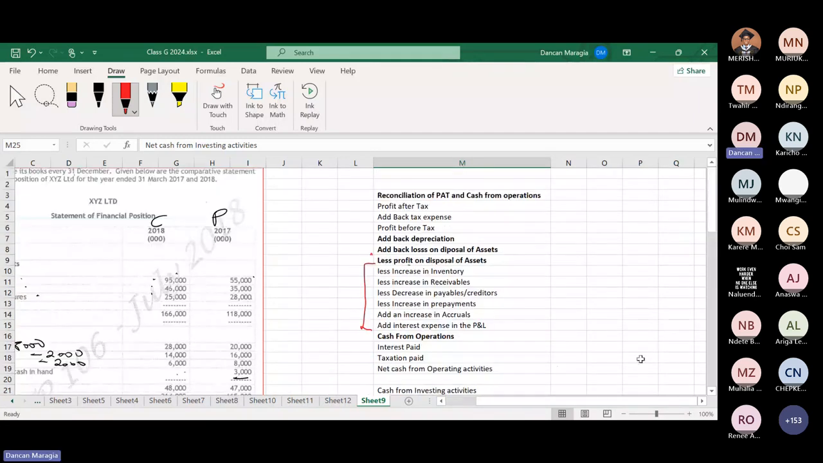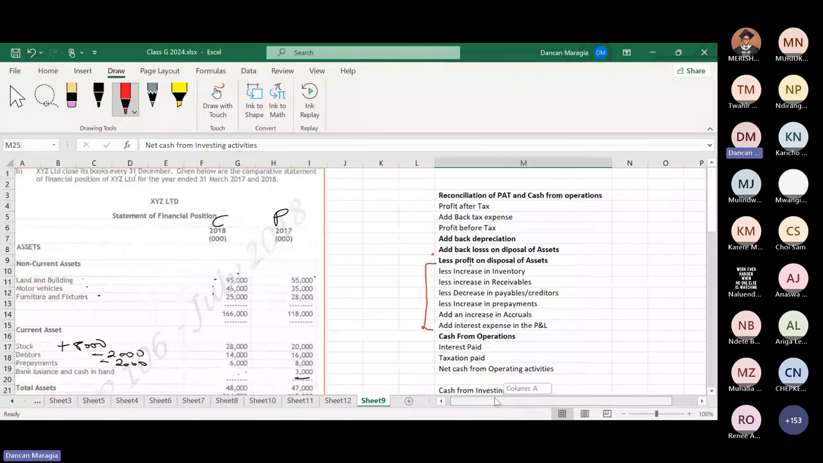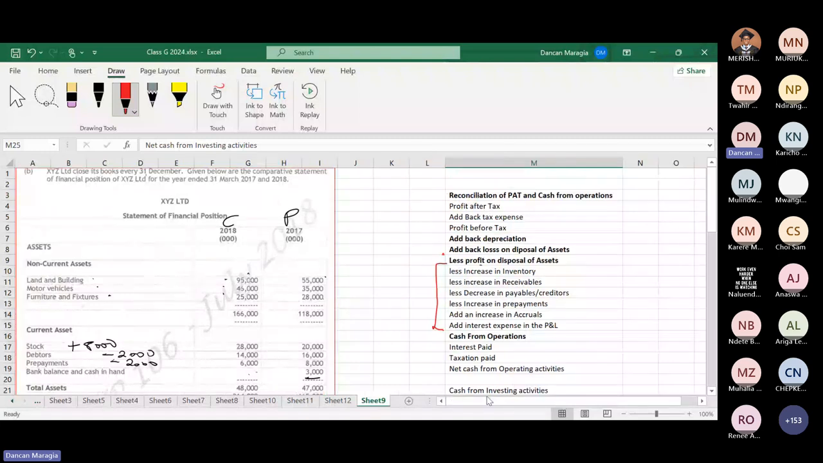So can we start filling before we lose track? Because sometimes when I start with workings, people end up losing track. That's why I said you can use inventory, for example, in the period. Inventory, we said, increased by how much? 8K. So we just say less increase in inventory, 8K.